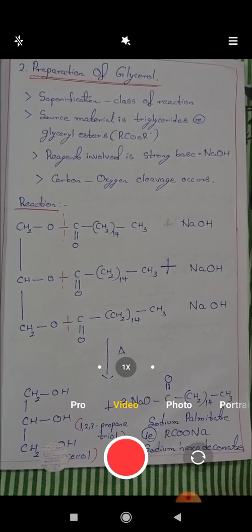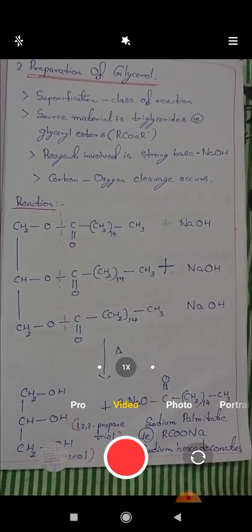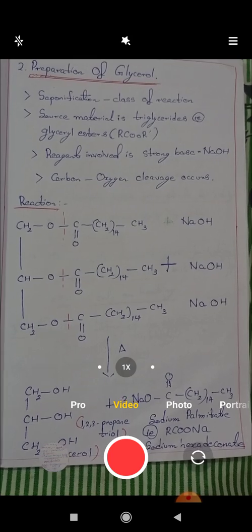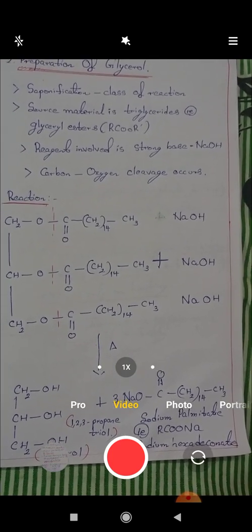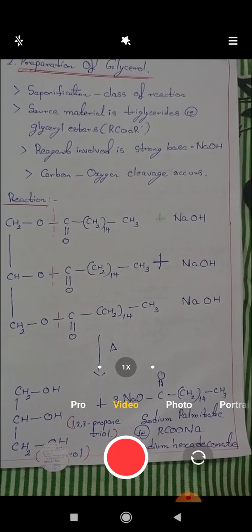How come propane? There are 3 carbon atoms. How come triol? The 3 OH groups are attached to the 3 carbons. Hence the name 1, 2, 3 propane triol. Along with the byproduct soap, RCOONa. The general formula for soap is RCOONa.